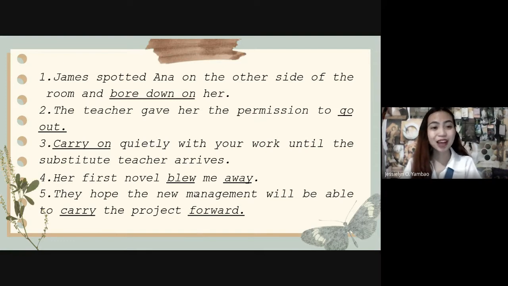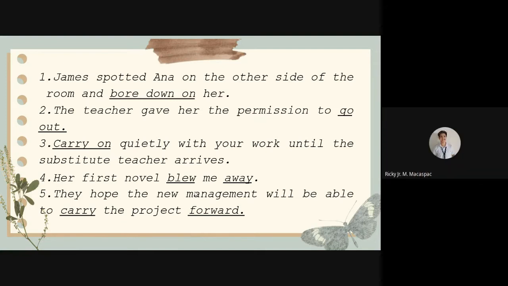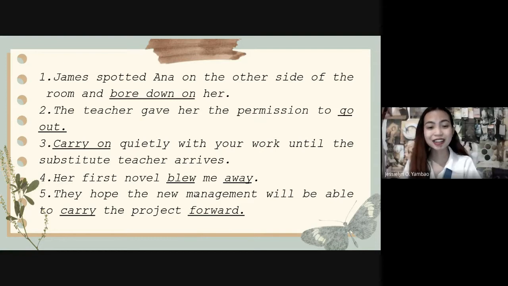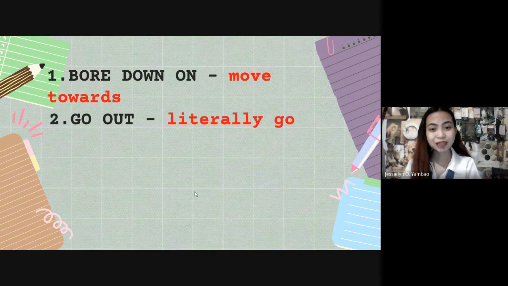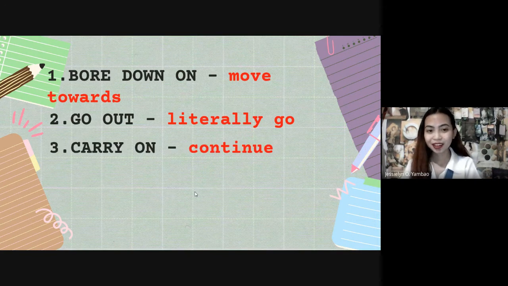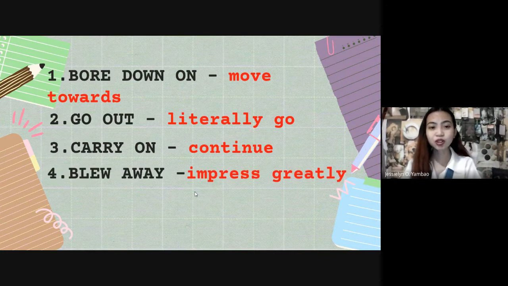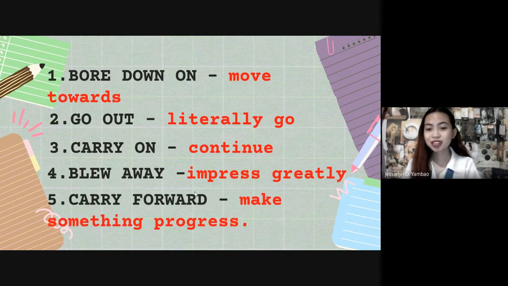In these five sentences, what have you observed, Ricky? I observe, ma'am, that there are words or phrases in the sentence that are being underlined po. Great. These underlined words are, let's move on to the next slide. Number one, bore down on, which means move towards. Number two, go out, which means to literally go or to be allowed to go out. Number three, carry on, or to continue. Number four, blew away, or to impress greatly. And lastly, carry forward, which means make something progress.